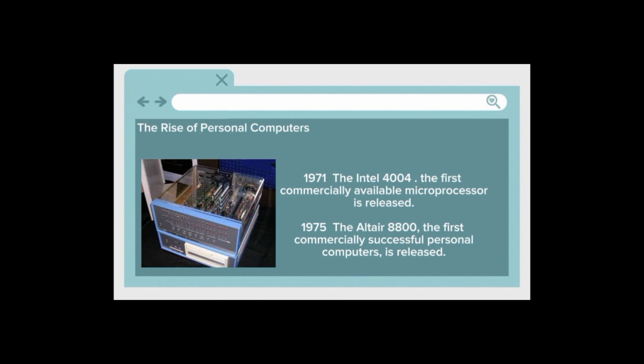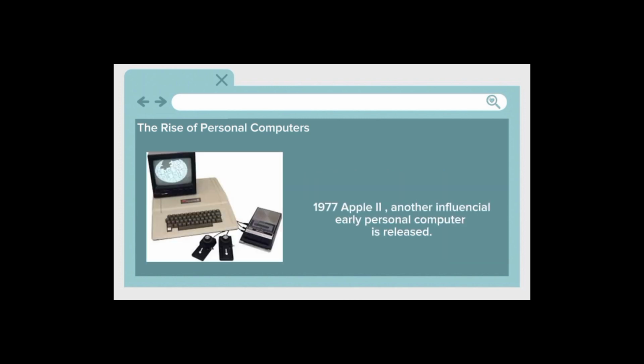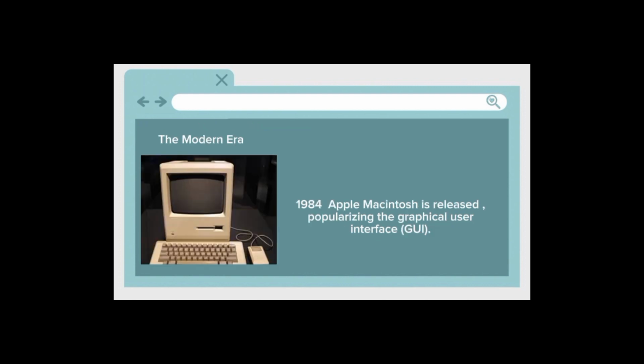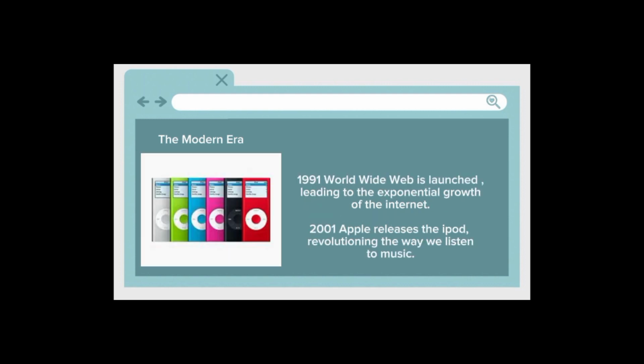1975, the Altair 8800, the first commercially successful personal computer, is released. 1977, Apple II, another influential personal computer, is released. 1981, IBM Personal Computer, which sets the standard for personal computers. 1984, Apple Macintosh is released, popularizing the graphical user interface, GUI. 1991, World Wide Web is launched, leading to the exponential growth of the internet.